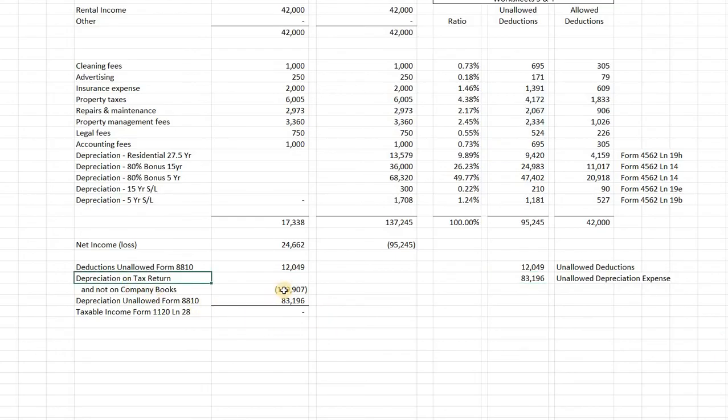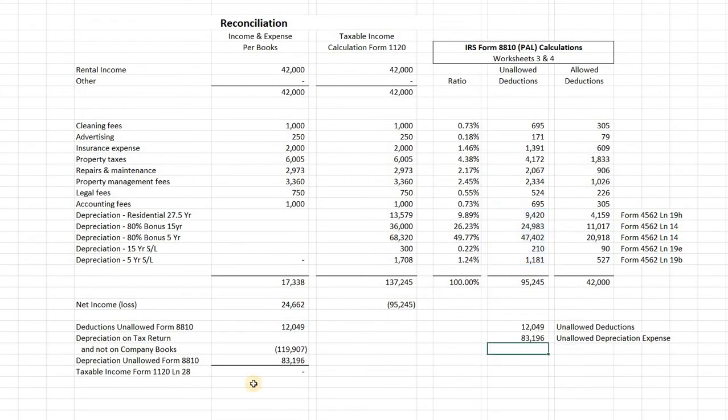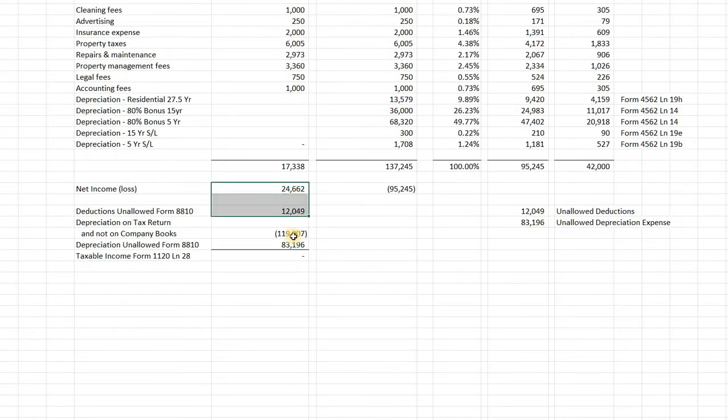We have depreciation on the tax return that wasn't recorded on the company books, right? Remember that the company does not record depreciation expense internally. So the $119,906, so that's those 5 items here. So $119,907 is the depreciation, but then we have the add back for the piece that's unallowed. So the $83,196 is the unallowed depreciation expense, and so that's the totals from this column here in the unallowed deductions. So once everything is added up, right, add all these together, it zeroes out to nothing, right? So again, that reconciles with what we have on our tax return.